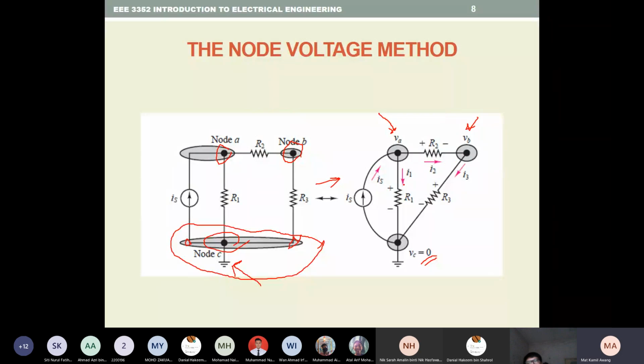If you have three nodes, then you have two equations. If you have four nodes, you have three equations. If you have five nodes, then you have four equations. If you have six nodes, you have five simultaneous equations. So the more complicated your circuits are, the more equations that you have. So the simultaneous equations that you have is n minus 1. So if you have n number of nodes, therefore you have to solve n minus 1 simultaneous equations.